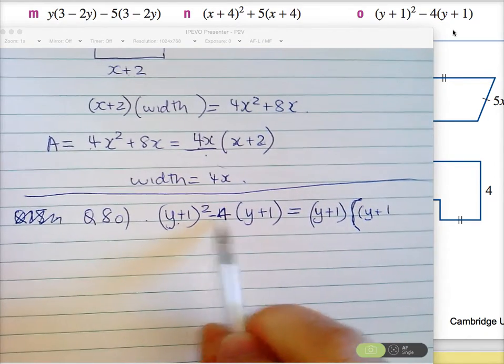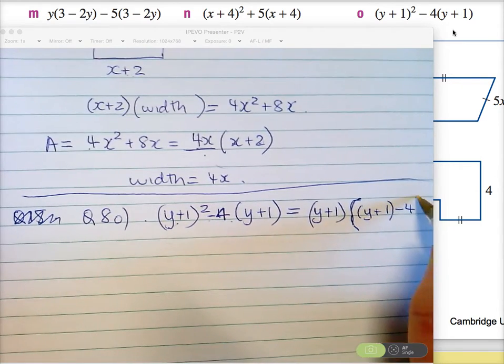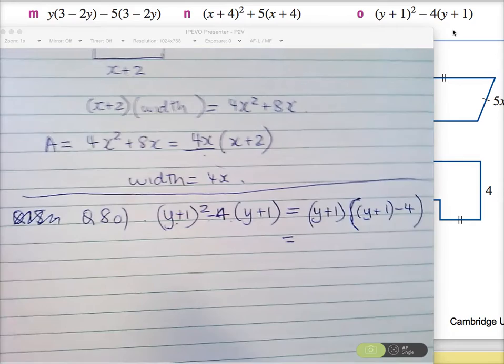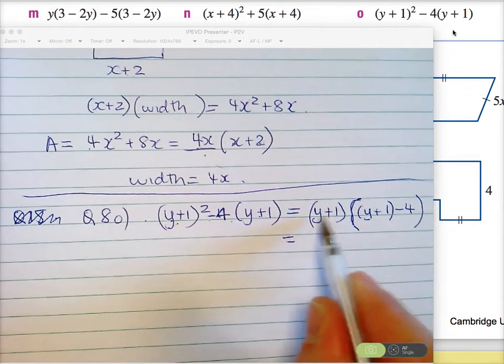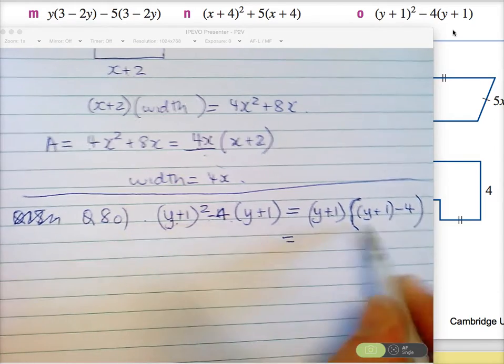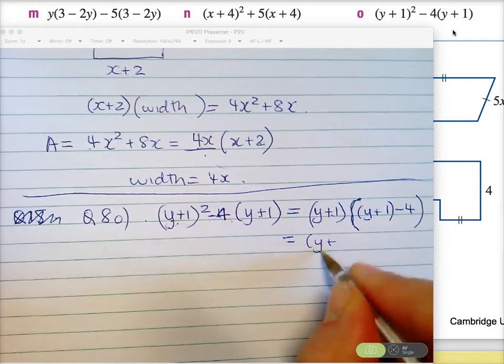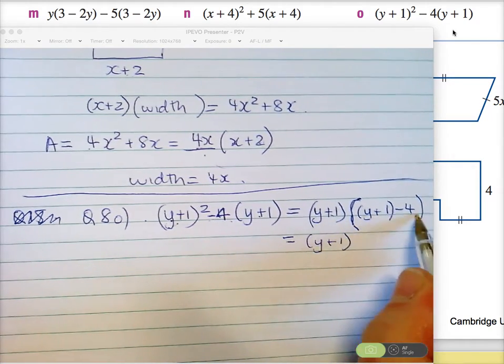And what's left over in this second expression? Minus 4. So you write it like that. You can put that in brackets if you want, but you don't need to. So there's one y plus 1 in common with both. In this first term, there's still another y plus 1. Then we factorise out, then we've got the minus 4 here. So this becomes y plus 1. There's no reason this needs to be in brackets.